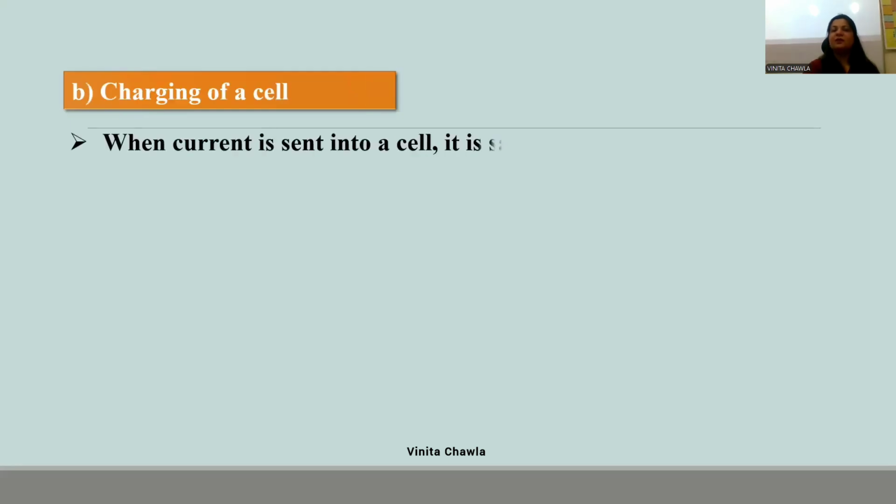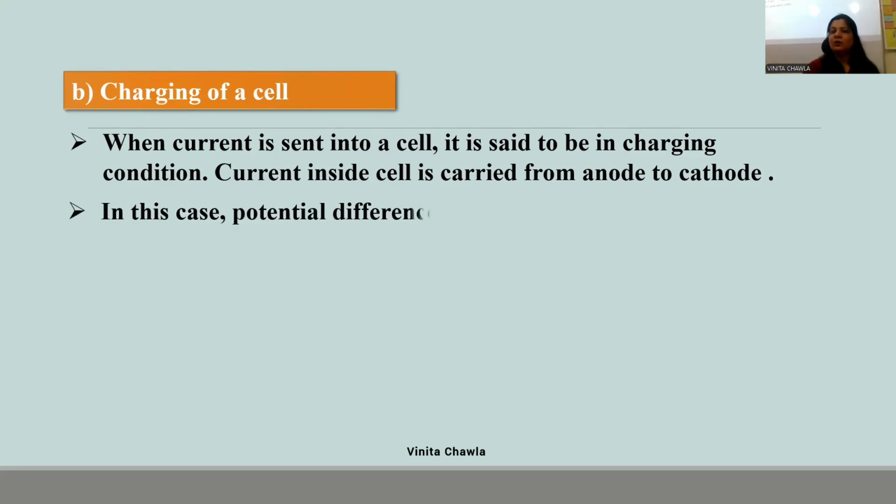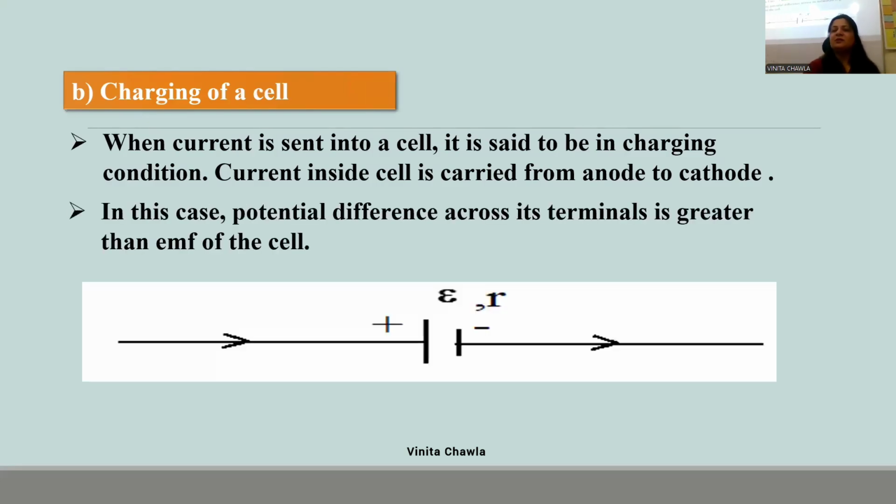And charging of a cell is when current is sent into a cell, it is said to be in charging condition. Current inside the cell is carried from anode to cathode. And in this case, potential difference across its terminals is greater than EMF of the cell.